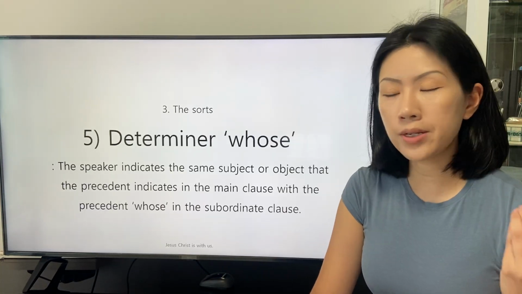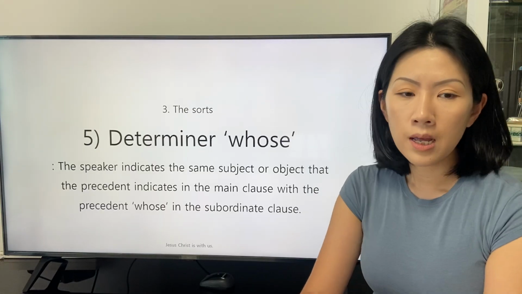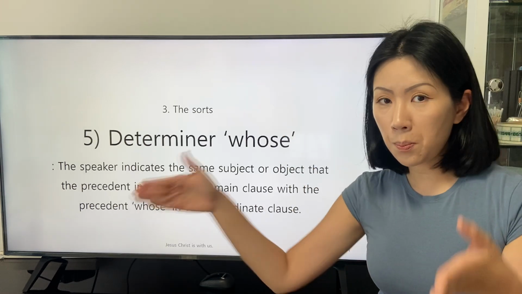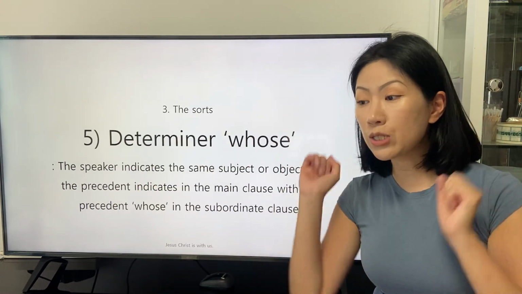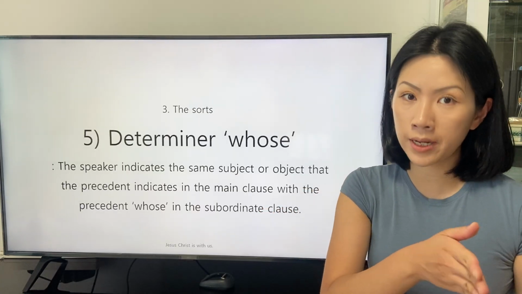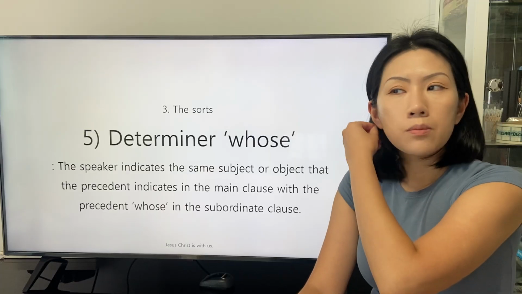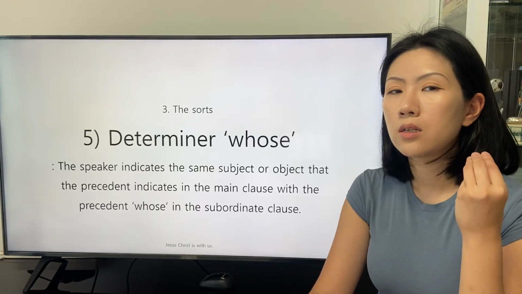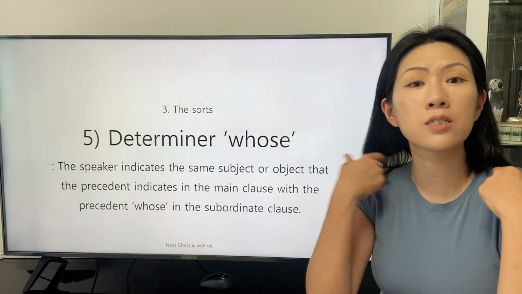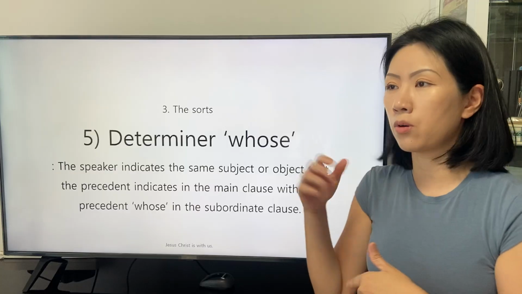From now on, we will study the determiner whose. The determiner whose links the subordinate clause as a description for the precedent in the main clause. It's in the way that the determiner sets a boundary of the subject or object.